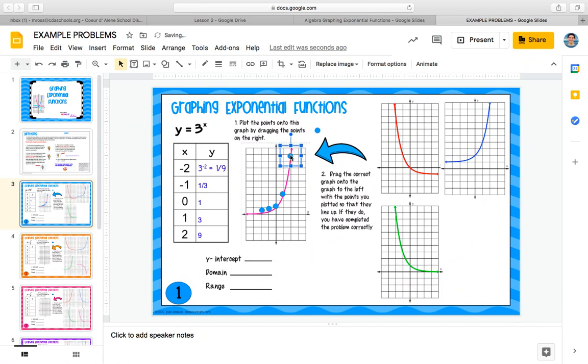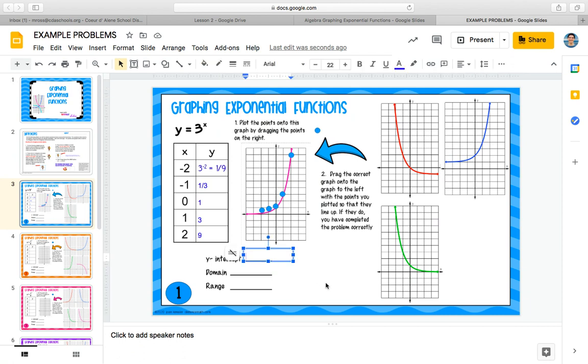Obviously, my blue got a little bit off. We can shift it over there. And there you are, you got your points. Perfect. Then we can do our y-intercept. Our y-intercept is going to be 1.